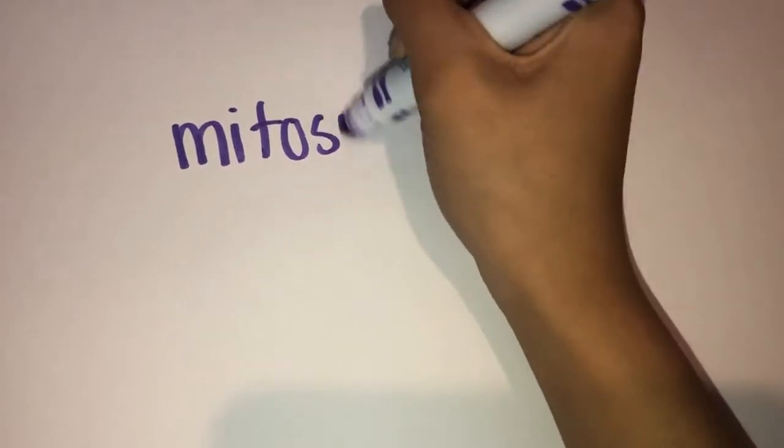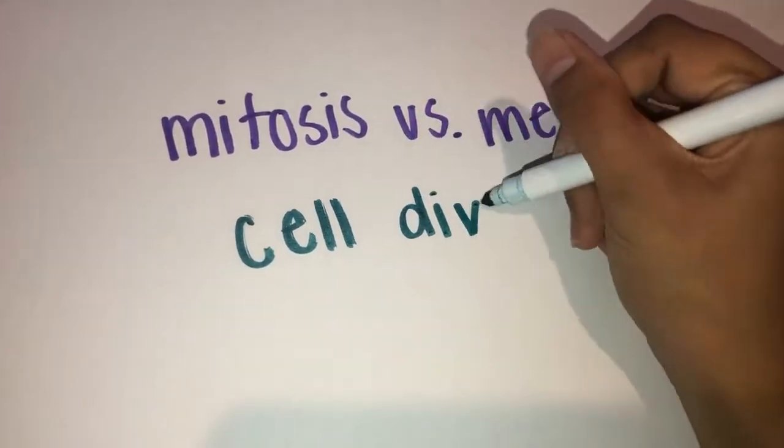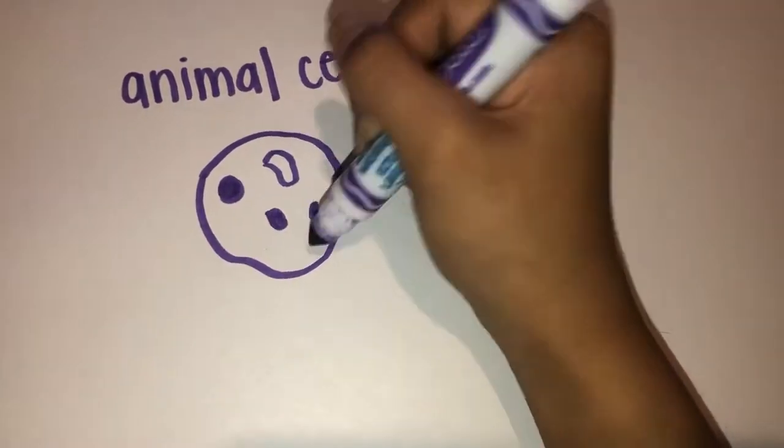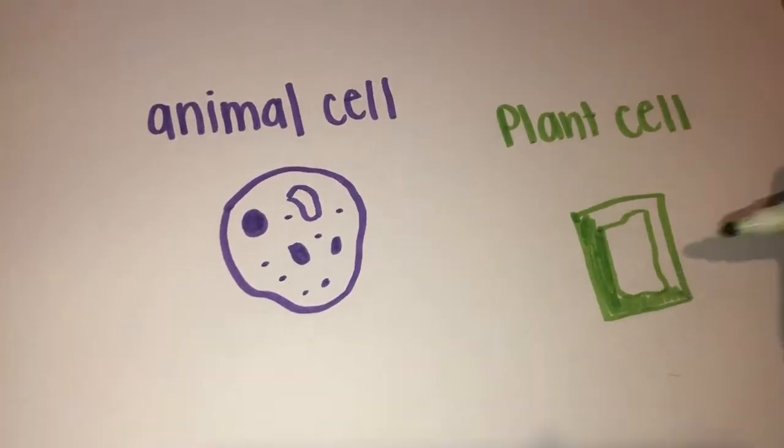Mitosis and meiosis are two types of cell division that are important for allowing organisms to pass on DNA and reproduce. In this video, we will be focusing on animal cells going through meiosis and not plant cells because both cells have a slightly different process.